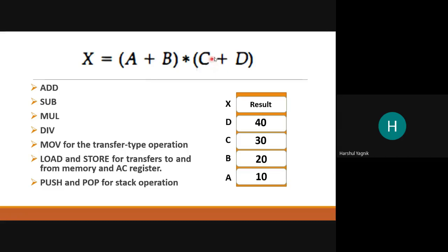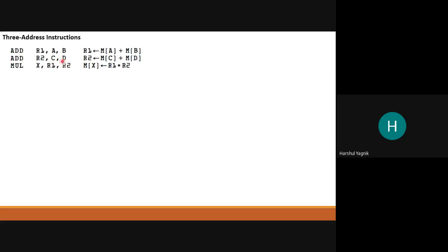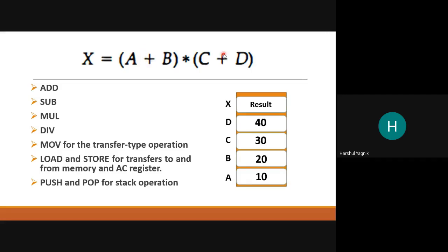What is the next requirement? C and D addition in this bracket. So C and D are the data and the result is stored in R2. This is its meaning. Last one is multiplication of the 2 results, R1 and R2. The result is to be stored in X. So this is the mathematical expression evaluated by instructions, but the instructions are of the 3 address type category.